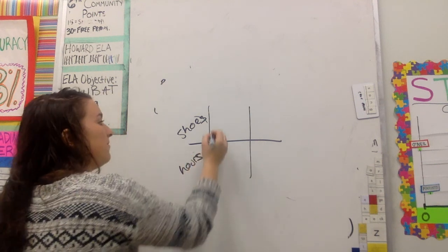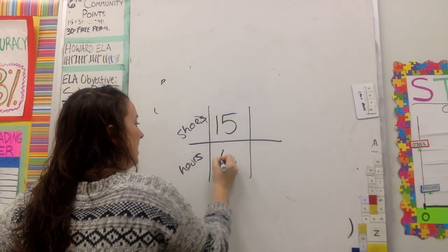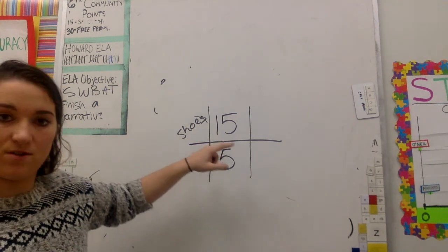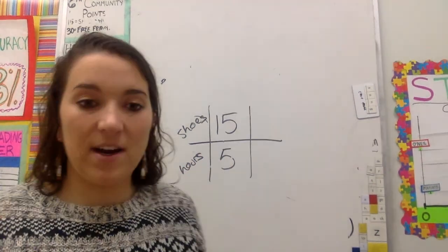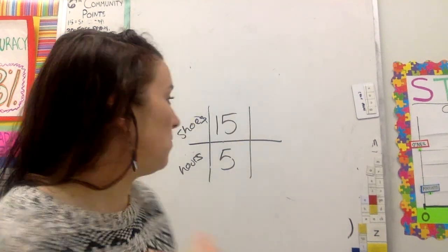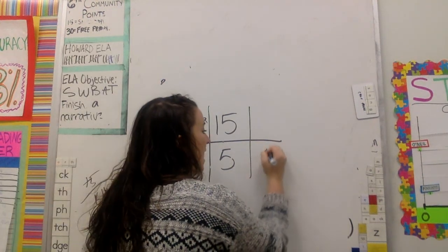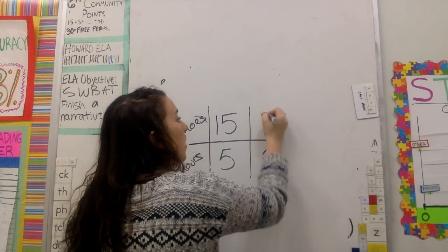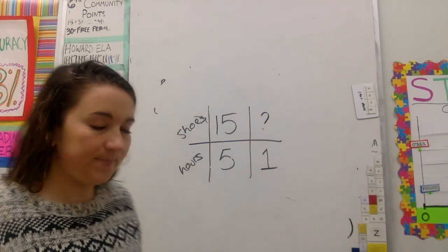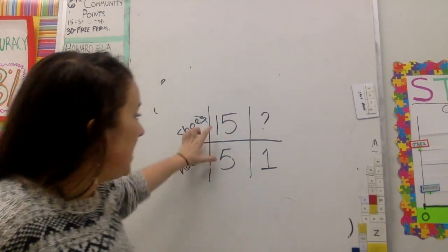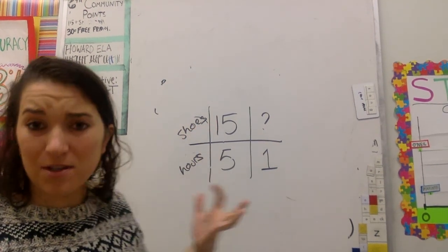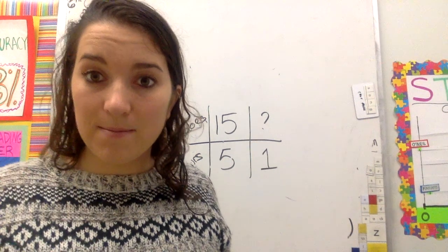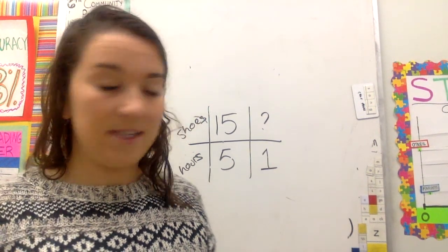If he can make 15 shoes in 5 hours, I fill in 15 next to shoes and 5 next to hours. I'm trying to figure out how many shoes he can make in 1 hour. So if the number of hours is 1, what goes in this box right here? I need to look at the relationship between these 2 numbers. How are these 2 numbers related? What is the ratio of one to the other?